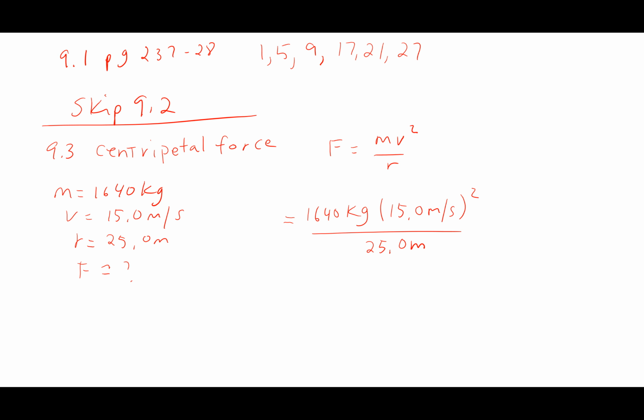So this is going to end up being 14,800 kilograms meters per second squared. And remember, recall that 1 newton is 1 kilogram meter per second squared. So this is also 14,800 newtons. Okay? And really that's it for this section. So it's pretty easy, okay?